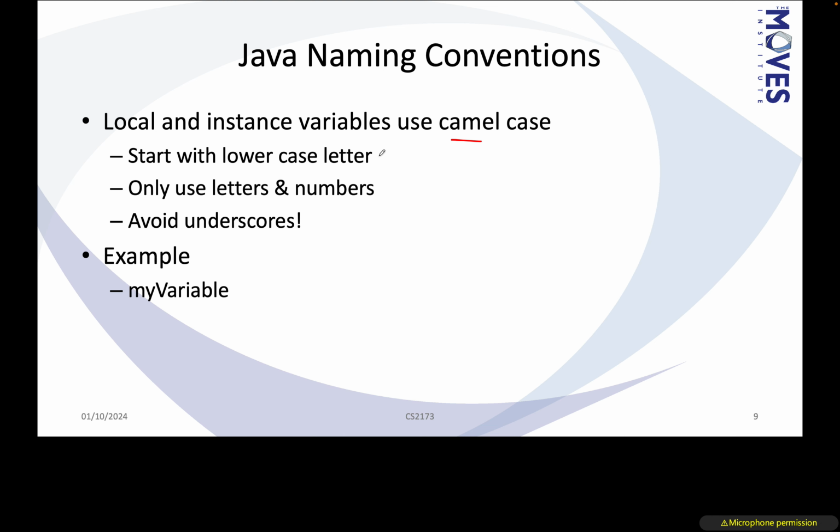and avoid underscores. Now, this is in contrast to Python, for example, where the convention is that variables are all lowercase and you use underscores. So if you're writing in Python, those are how you should name your variables. And if you're writing in Java, you should use camel case.